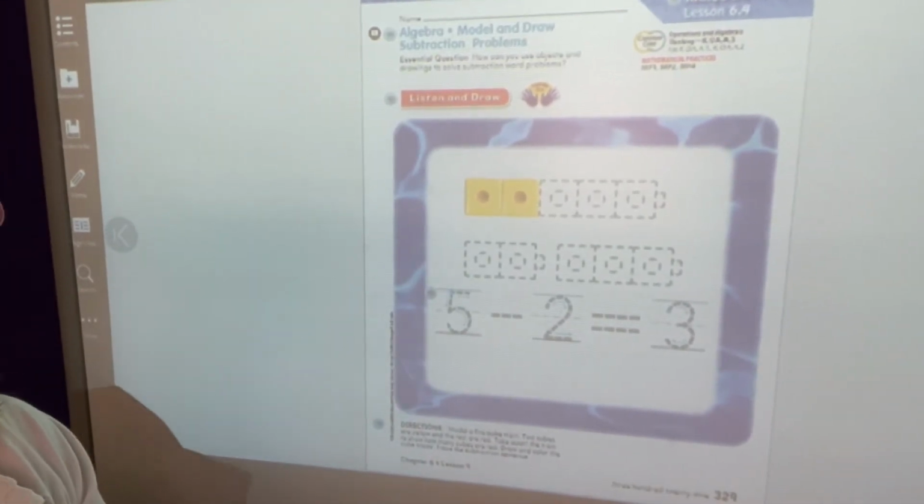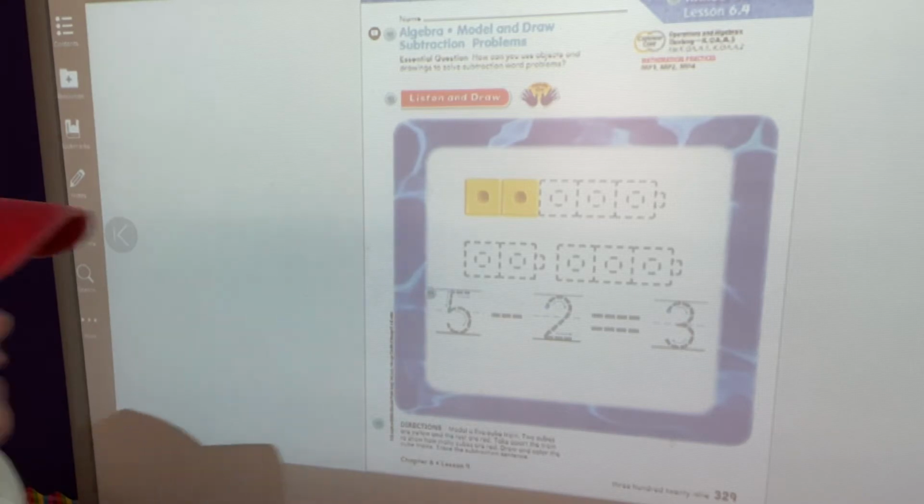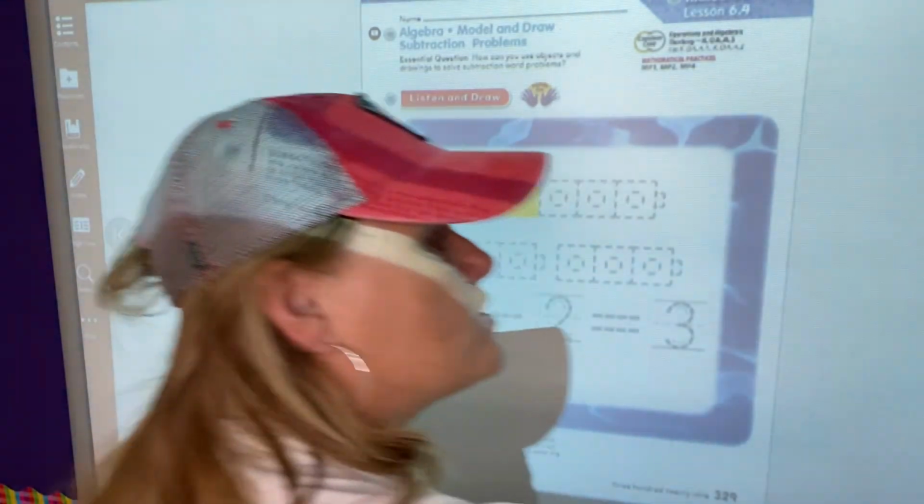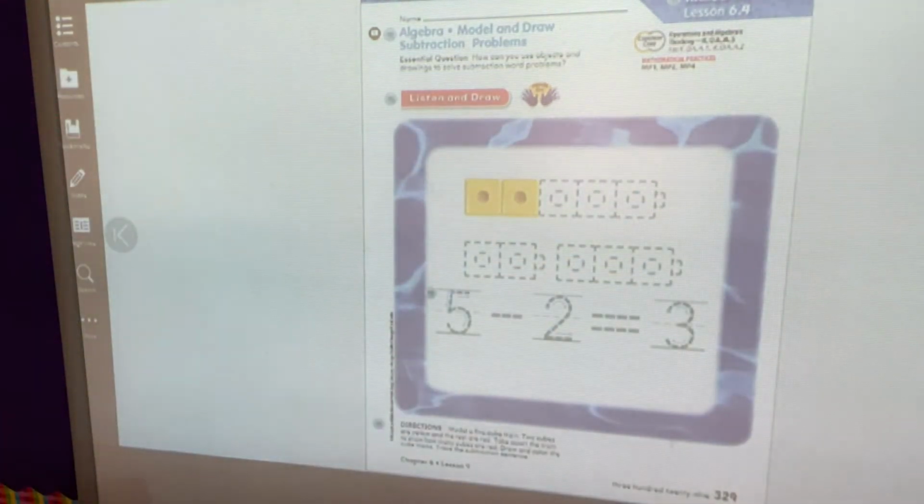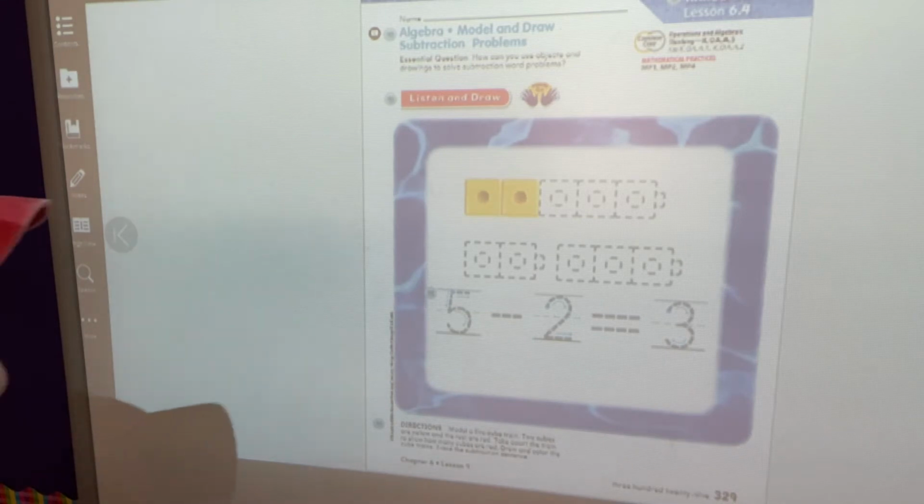Let's get started in math today, lesson 6.4. We're going to continue with subtraction. Excuse me as I get my book. With subtraction sentences, we're going to use cubes today. You are welcome to use your cubes. I'm just going to color my cubes today, so you could do that also.